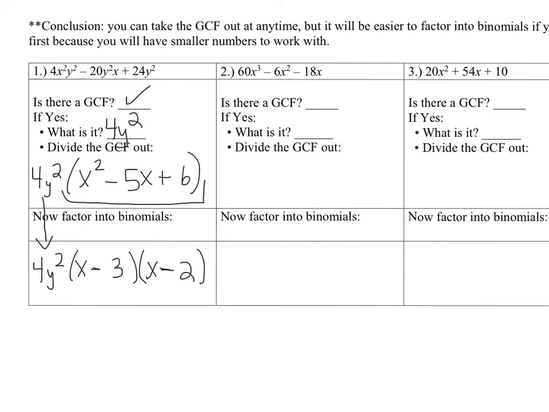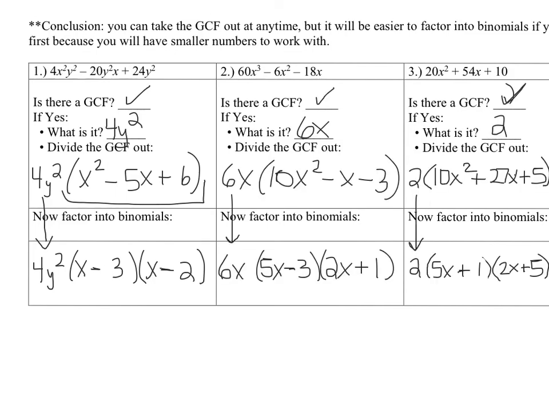You can check your answer by doing FOIL with this. FOIL with this will bring you to this, and then you distribute your 4y squared into that, and it will bring you back to your original problem. So now stop the video and try the next two on your own, and then chime back in, make sure that you've got them right.